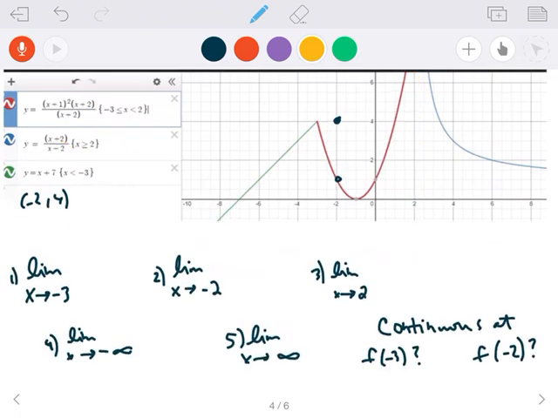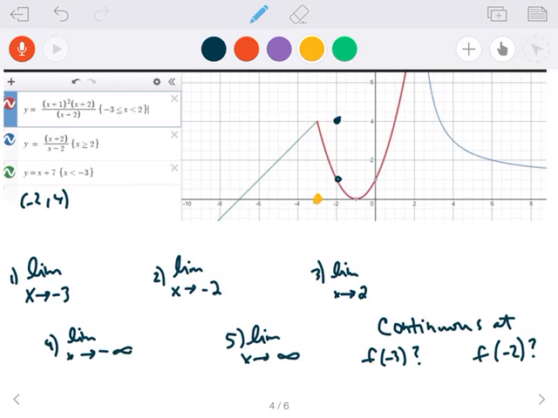continuity. So, based off of the ideas that we just talked about, let's talk about the limit as x approaches different points, starting with number 1. As x approaches negative 3, which is here, does the limit exist? And if so, what is it?